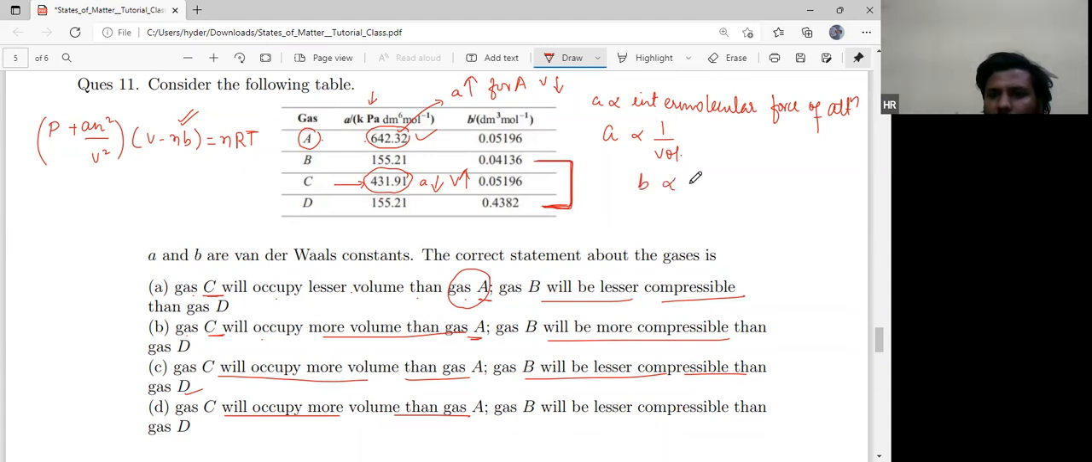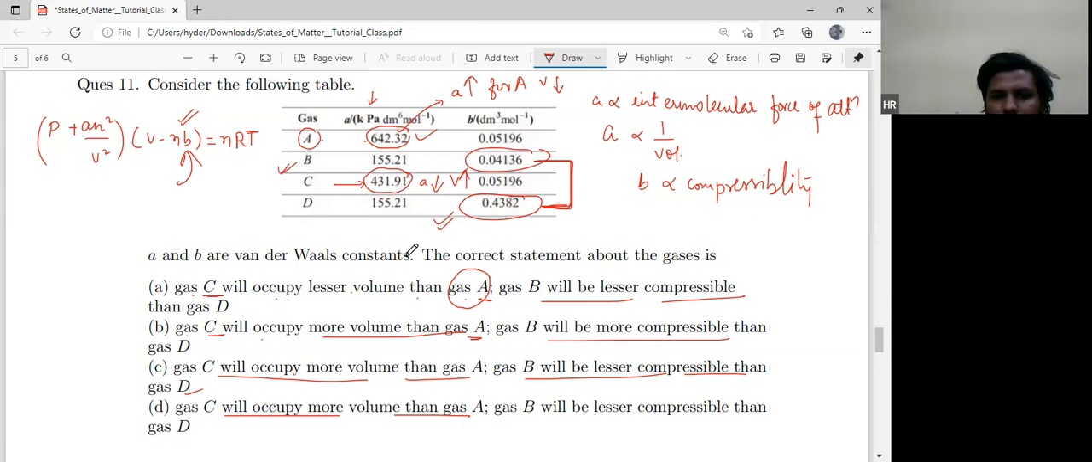B is directly proportional to compressibility. This value B, the van der Waals constant, is directly proportional to compressibility. That means D is more compressible than B, because the value of B in D is more than B.